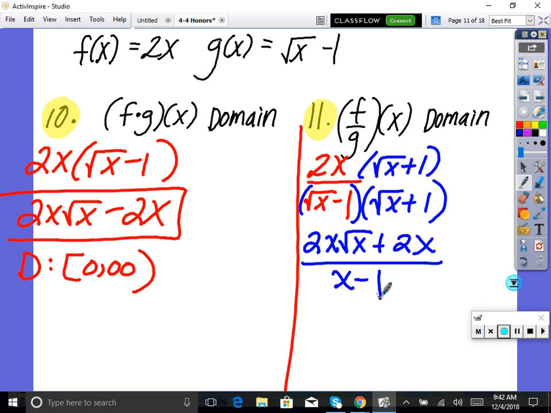Do you see where I'm getting x minus 1? Root x times root x is root x squared, so that'd be gone. Middle terms cancel out, and negative 1 times 1 is negative 1.